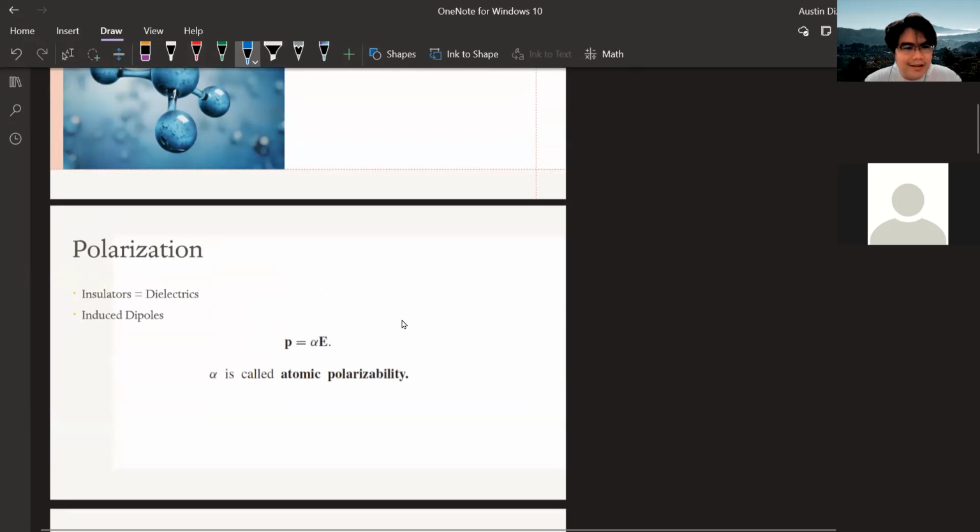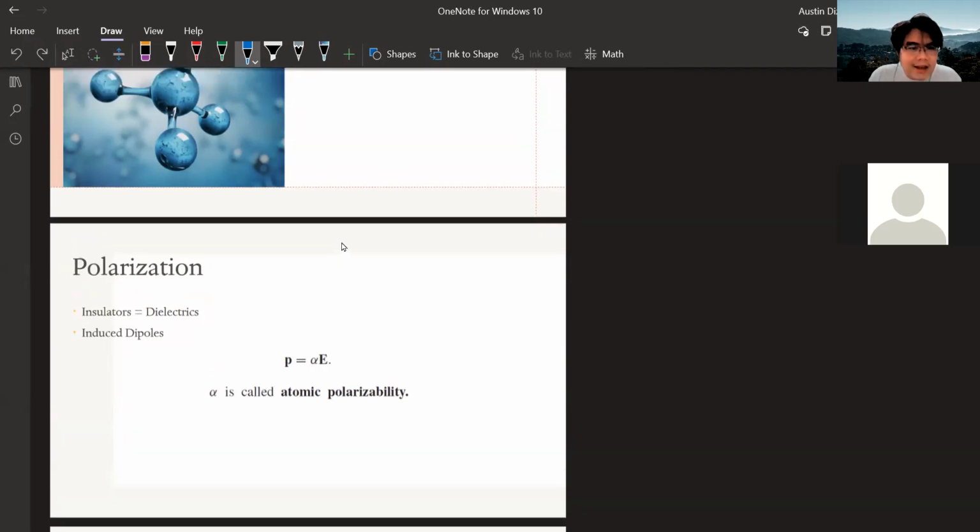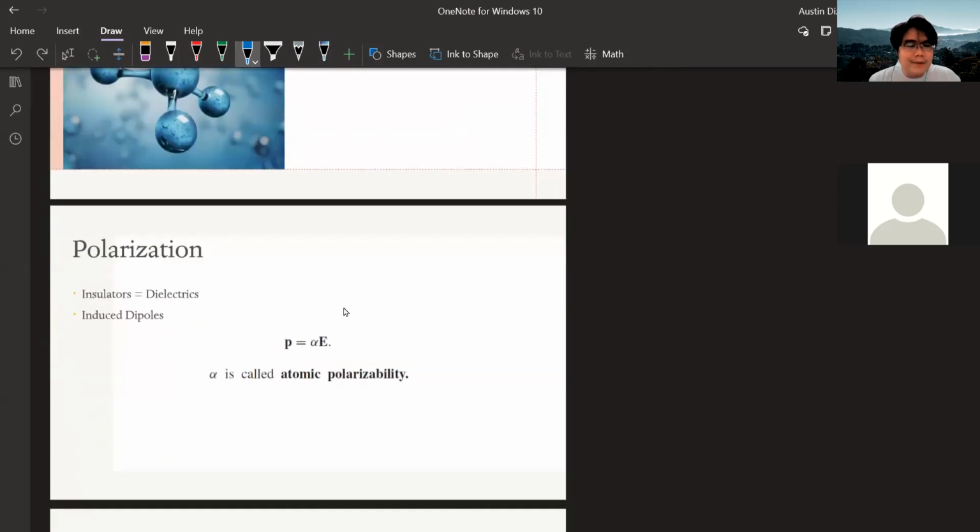Now, let's rename our insulators with a fancy term: dielectrics. Because insulator is an ugly term, since it assumes there is no electric field inside. But no, it has electric fields. Electricity can pass through our insulators, but it's just not as effective as compared to your conductors, of course. Now, what we will tackle is polarization.